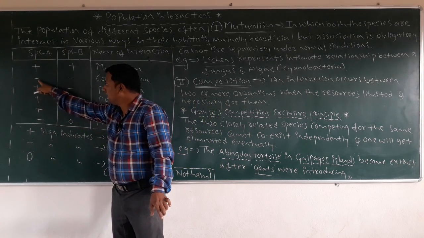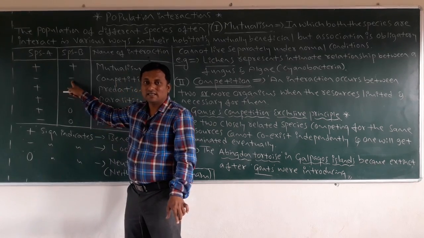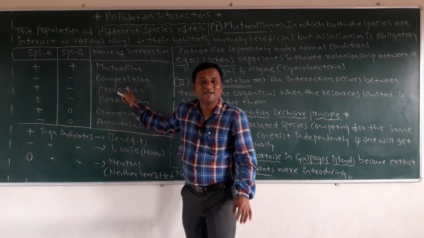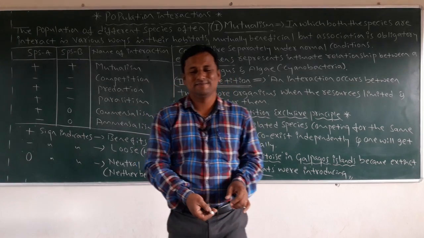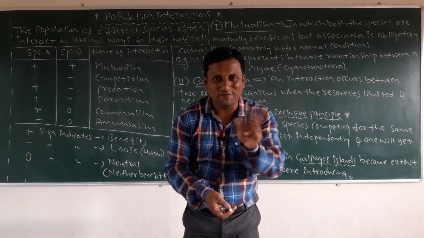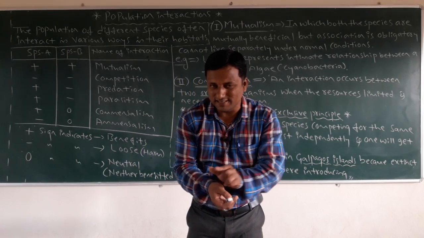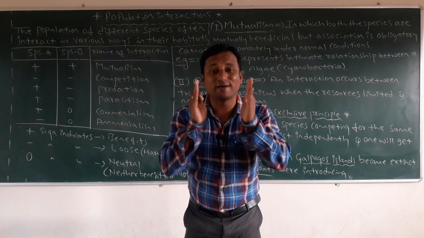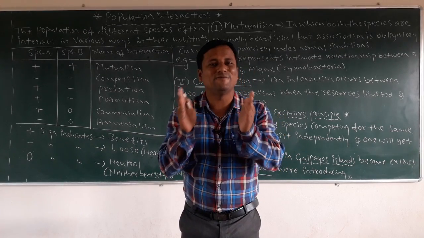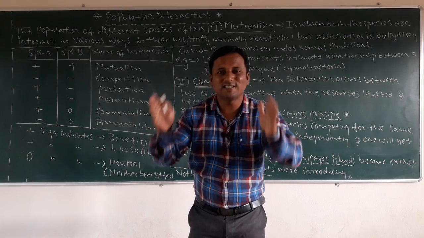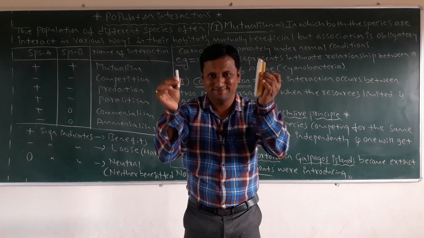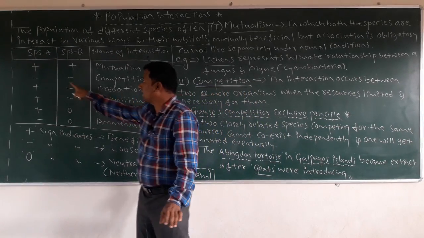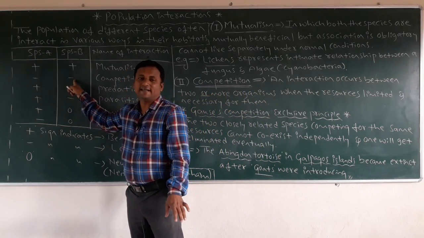Next, minus minus. In which way will that be going on? The name of the interaction is competition. Between two organisms, if competition takes place, then both species do not get 100% benefit. Why? Both species are becoming strong. Due to that condition, here the sign will be negative negative.